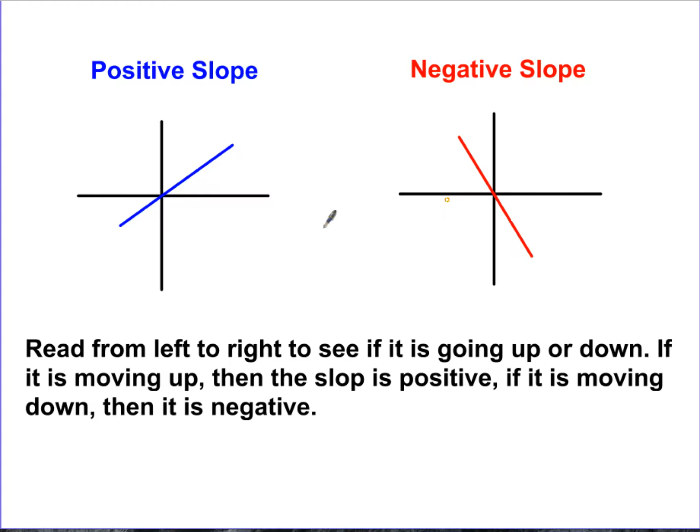If we read these from left to right, we always read from left to right when we read books. So if I were to read my line from left to right, if I just find a point on the line on the left, and I follow it to the right, if it's going up from left to right, it's a positive slope. If it's going down from left to right, it's a negative slope. And that's just important to know, the difference between positive and negative. So from left to right, if it's going up, it's positive always. From left to right, if it's going down, it's negative always. And that's just a little trick to help us determine if our slope should be positive or negative.